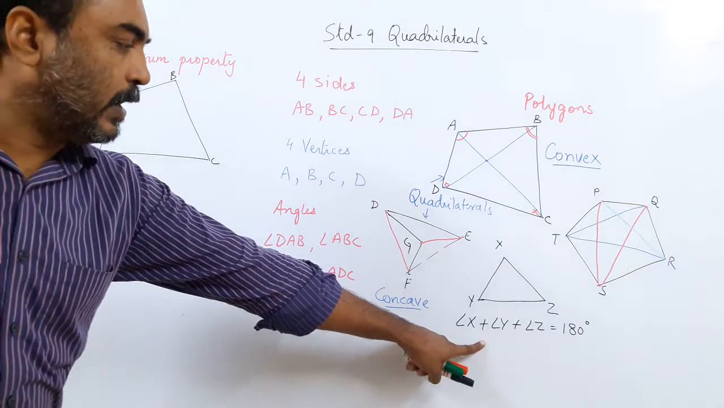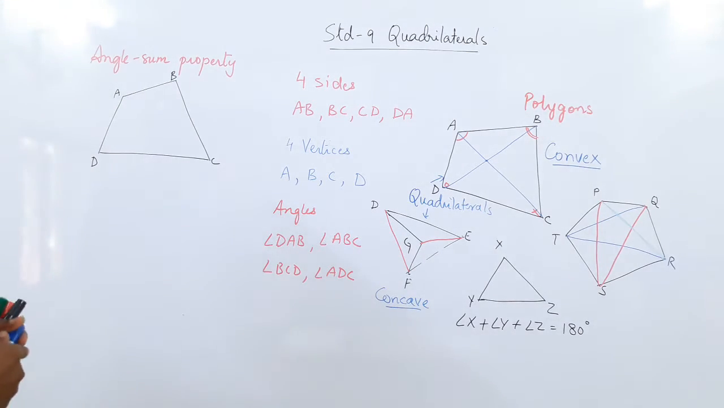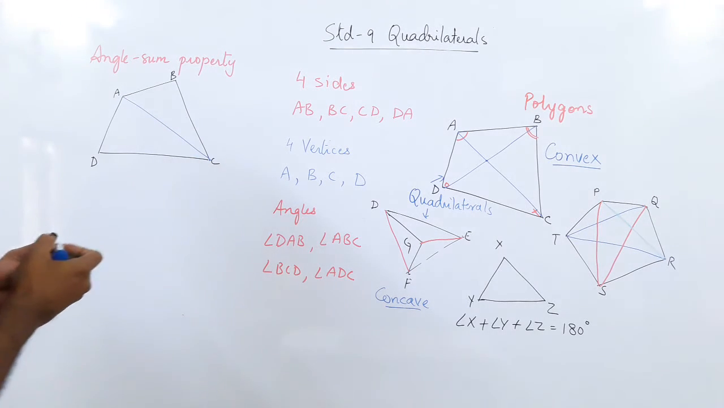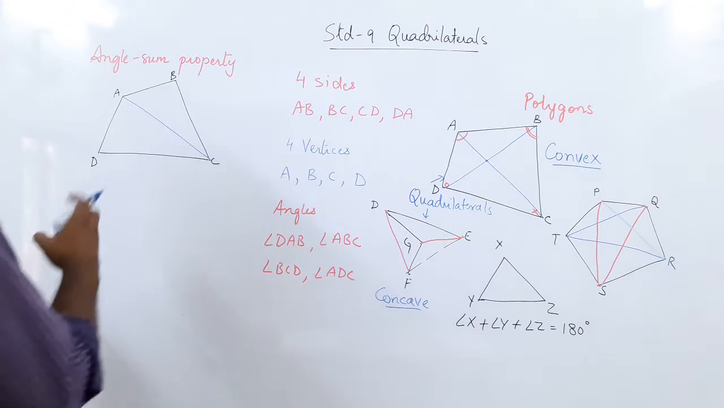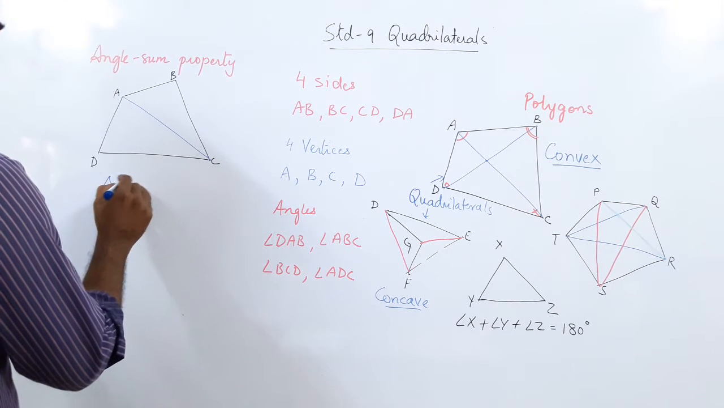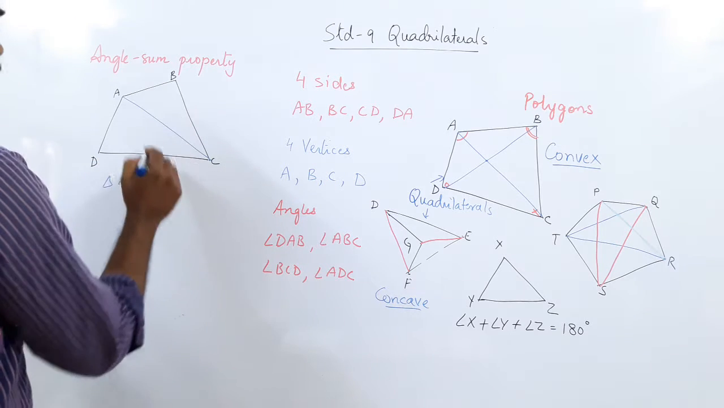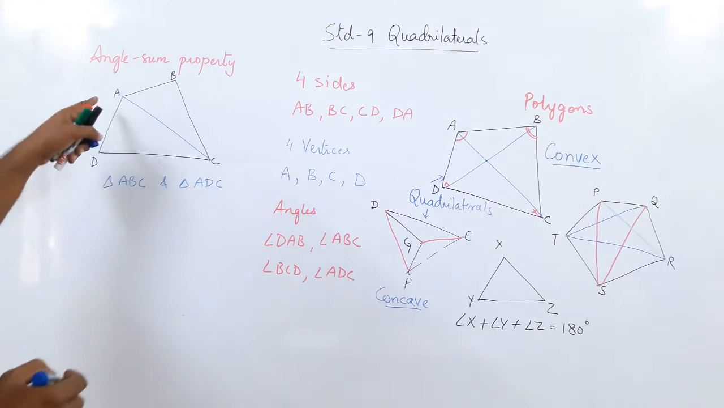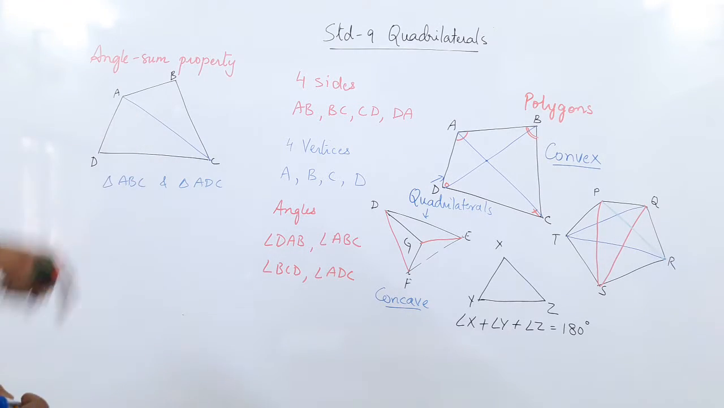Now we already know the triangle. So what are we going to do? We are going to break up this quadrilateral into two triangles. You see what I have done? I have broken the quadrilateral into two triangles. Which triangle? Triangle ABC. You can see one triangle ABC and triangle ADC. So I have broken the quadrilateral into two triangles ABC and ADC.